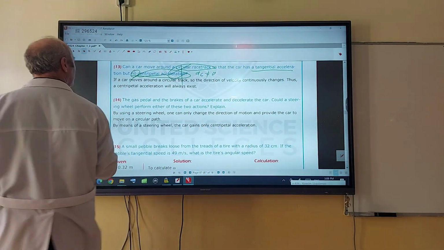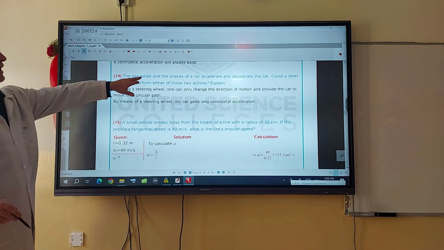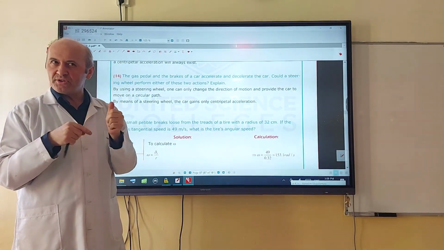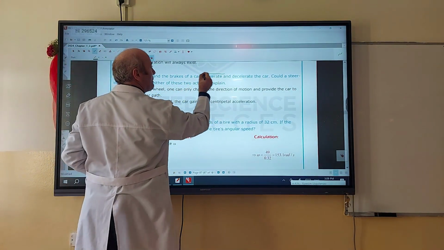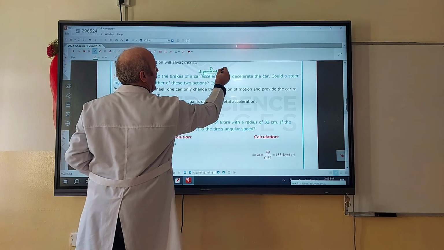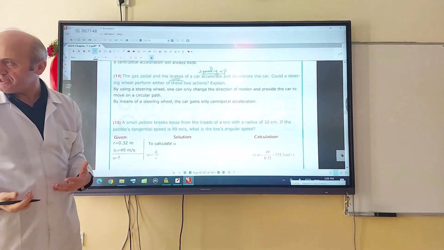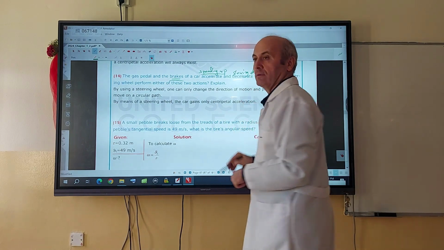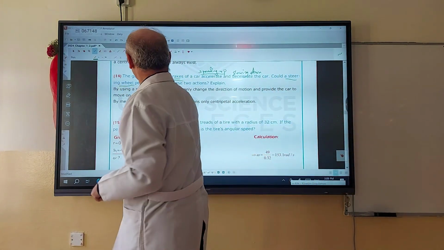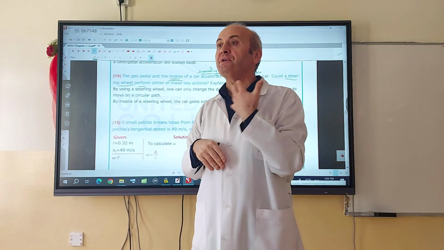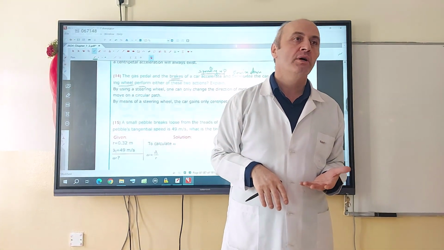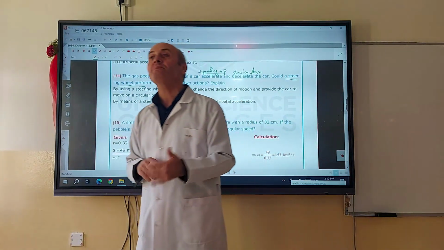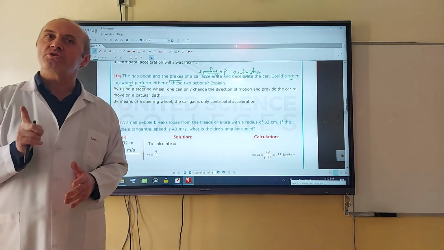Question number 14. The gas pedal and brakes of the car accelerate and decelerate the car. In here, what they are talking about is this. When you push the gas pedal, the car speeds up. That is, in here, when it says accelerate, it's talking about speeding up. When you brake, decelerate. Decelerate means slowing down. So this statement is talking about speeding up and slowing down. Then, could a steering wheel perform either of these actions? That is, can a steering wheel speed up or slow down a car? No. What does a steering wheel do? Just change direction. How can you turn your car? By steering wheel. That is, you are changing direction. Steering wheel cannot speed up the car, cannot slow down the car, only changes direction of motion.